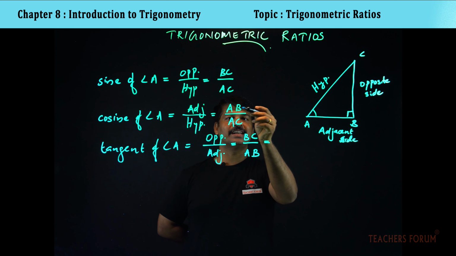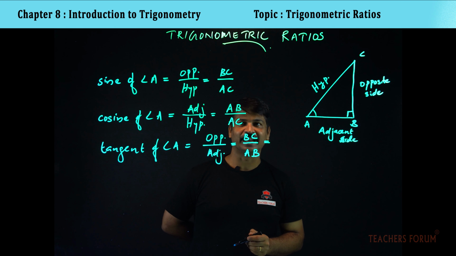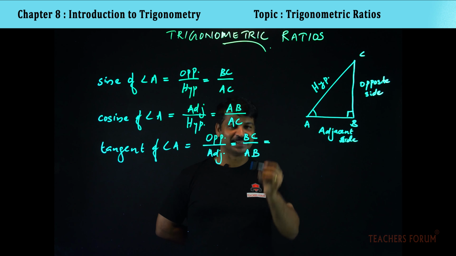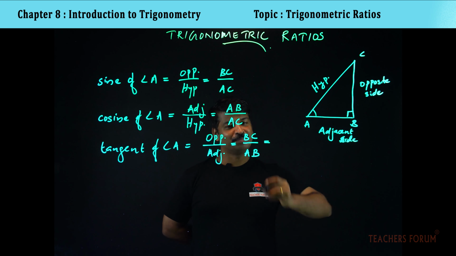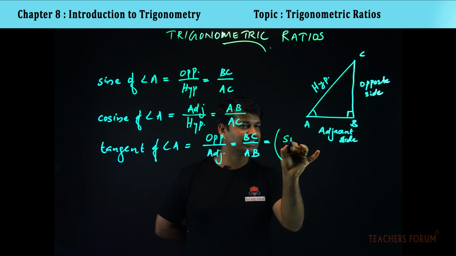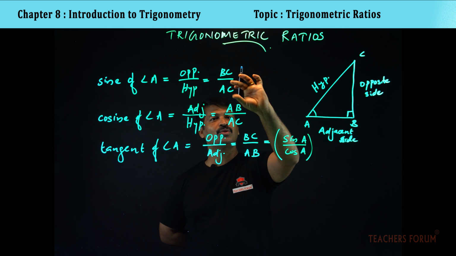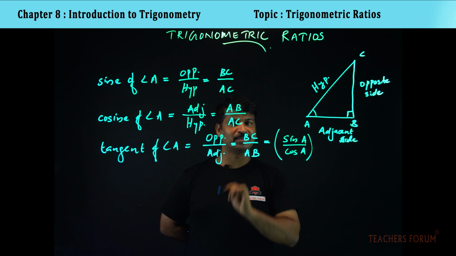BC by AC divided by AB by AC. What will you be getting? AC will get cancelled. You will be getting BC by AB. That is BC by AB here. So BC by AB is also defined as what? Sine of angle A by cosine of angle A. You just divide this ratio and this ratio, and you will be getting BC by AB.